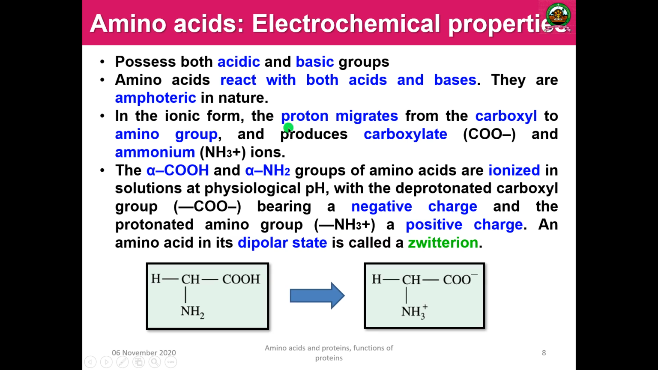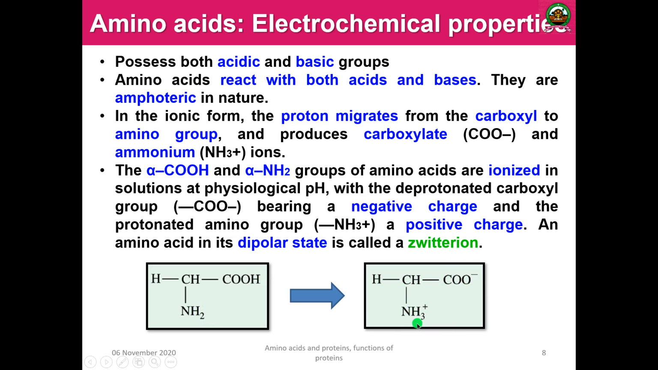In the ionic form, the proton migrates from the carboxyl group to the amino group and produces the carboxylate and ammonium ion. This is very important. In the general case, CH2COOH and NH2 is the simplest amino acid called glycine. Under certain specific physiological conditions, the proton from the carboxylic acid group, the H, will migrate and bind to the amino group. The COO becomes minus, and the amino group gets a new proton and becomes NH3 plus. So H2C, COO minus and NH3 plus.